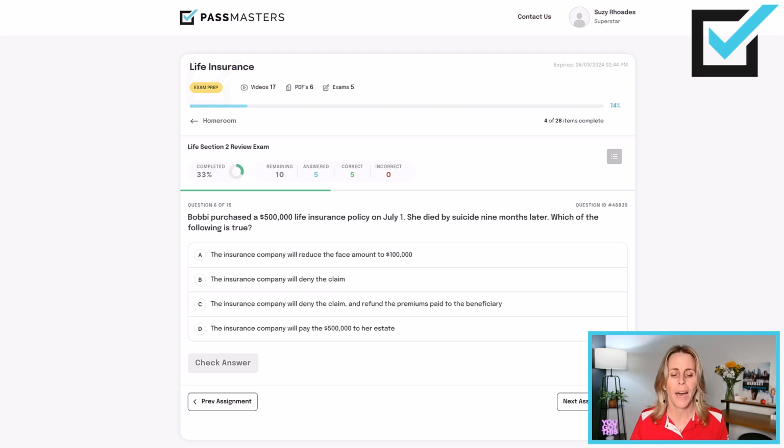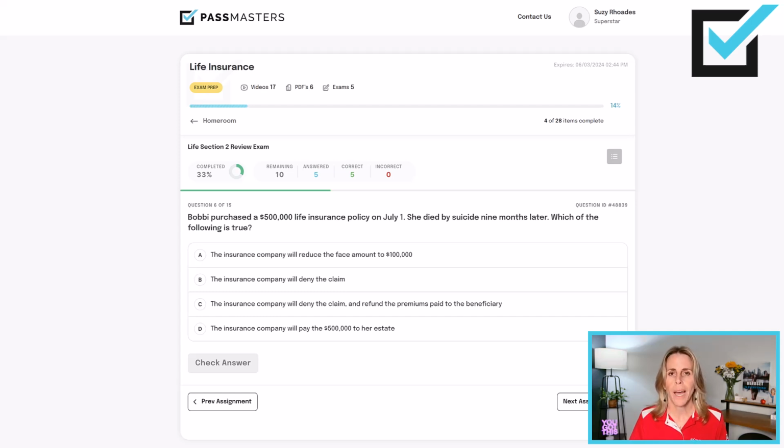Bobby purchased a $500,000 life insurance policy on July 1st. She died by suicide 9 months later. Which of the following is true? The insurance company will reduce the face amount to $100,000. The insurance company will deny the claim. The insurance company will deny the claim and refund the premiums paid to the beneficiary. The insurance company will pay the $500,000 to her estate.